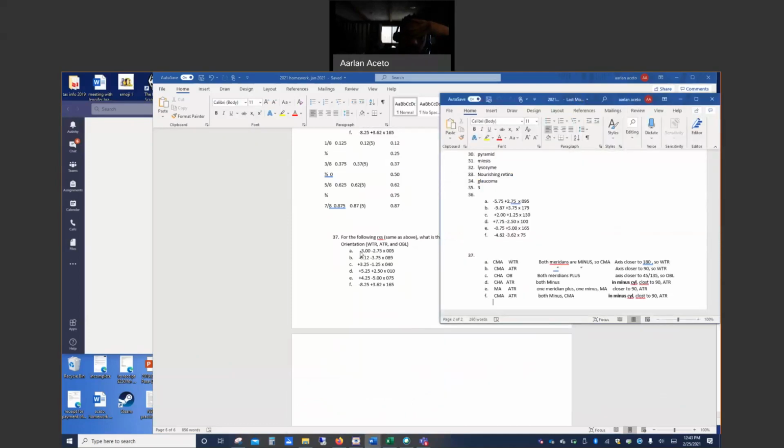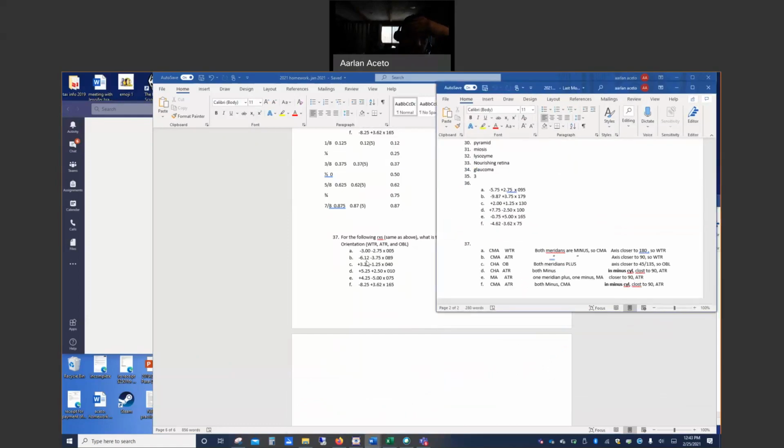This is a minus 3 in one meridian and a minus 5.75 in the other. They're both minus. It is compound myopic astigmatism. Great. Let's just go through the orientation. Minus 6.75, minus 3.25. It's minus 6.12 in one. It's minus 9.87 in the other. They're both minus, compound myopic.